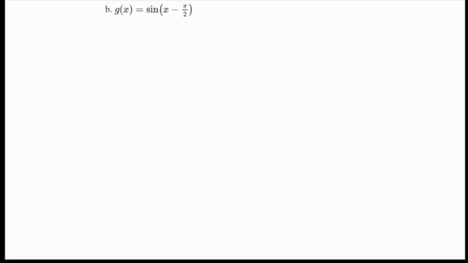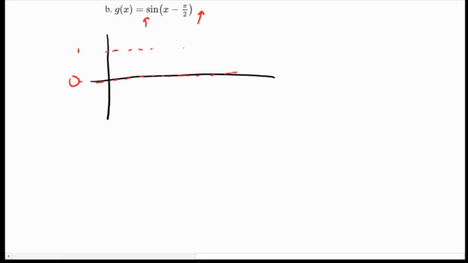For the second one here, it's a sine function, and it has an h value here of pi over 2. And so when we do this, that means there's no k value, and the amplitude is still 1. So I'm going to start here at my midline, which is going to be at 0. My maximum will be at +1. My minimum will be at -1. Now this h value here shifts it pi over 2 units to the right.